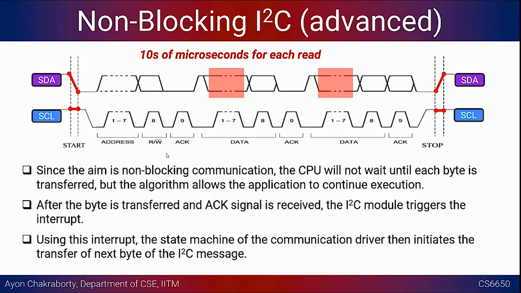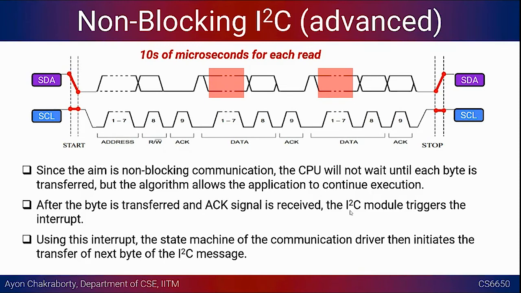This is very essential for IoT-like devices, where you want to maximize the efficiency of your microprocessor. Okay. So after the byte is transferred and the ACK is received, the I2C module triggers the interrupt, and somehow we are trying to catch that in the state machine. The state machine is nothing but the start condition, data transmission condition, stop condition, and then initiation of the next byte. So the interrupt service routine has to be implemented whenever the acknowledgement for the transmitted byte arrives.